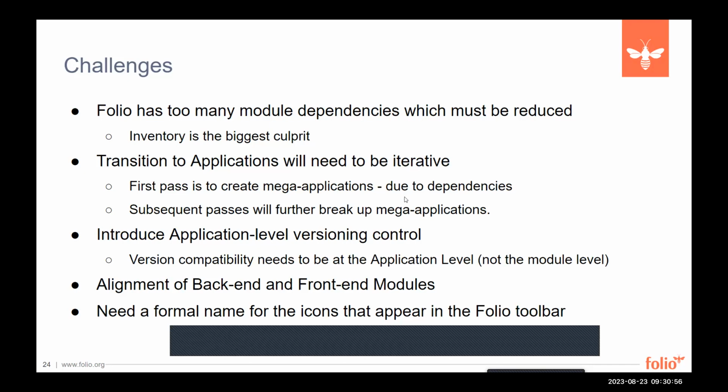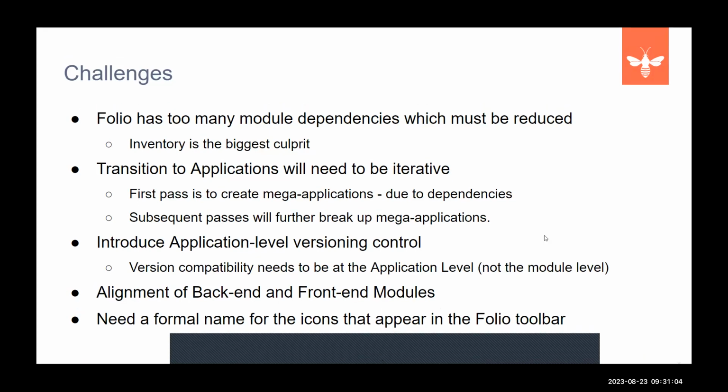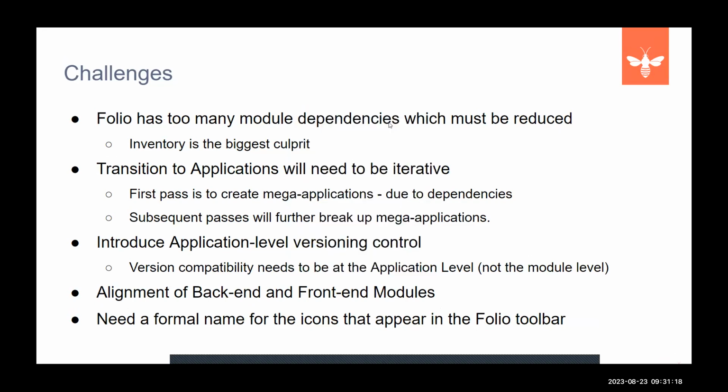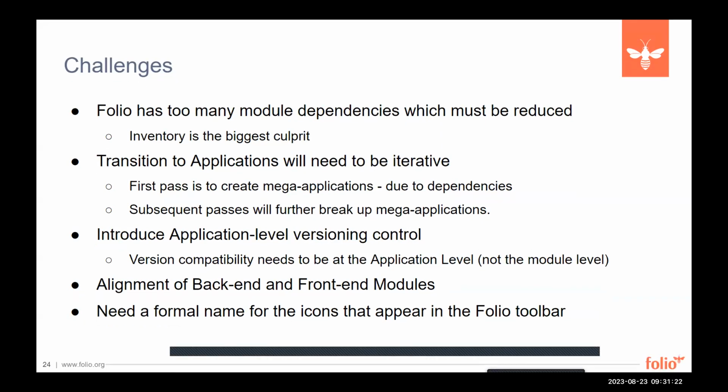Aligning the front end and back end modules sounds easy, but there are some challenges there. Making that work is not trivial. And going back to that first slide, how we use the word app or application ambiguously, if we claim the name application for this kind of structure, then we may have to come up with new names for the things that are currently sometimes being called apps. Most notably the icons that appear for the toolbar.